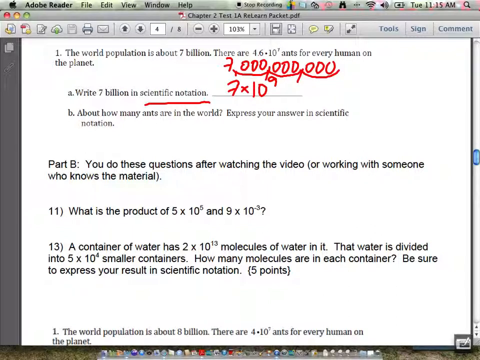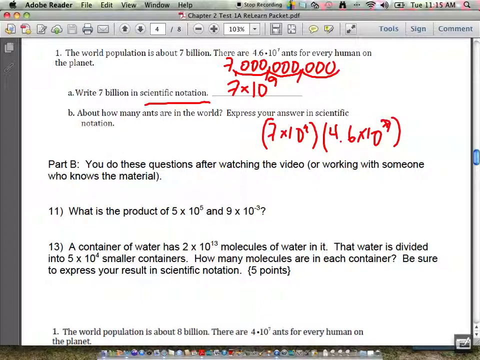7 people, they each have 3. How many cookies altogether? Everybody? 21. How'd you get that? You multiply, right? So if every person has 4.6 times 10 to the 7th ants, what do I have to do with the two numbers? Multiply. So I'm going to do 7 times 10 to the 9th times 4.6 times 10 to the 7th.